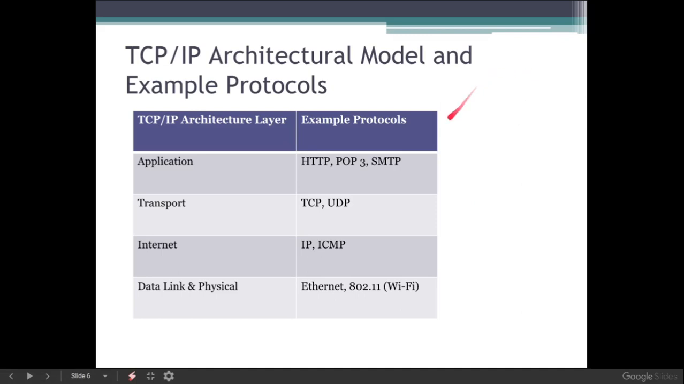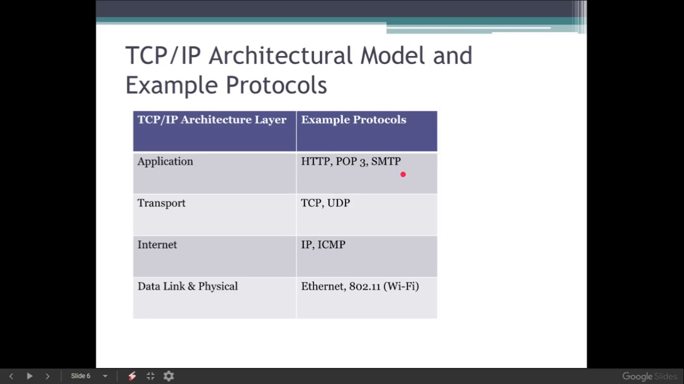All right. So here we're getting some examples of protocols that are used at the different layers. So at the application layer, we see things like HTTP, which is used for web access, POP3, which is used for email access, and SMTP, which is used for email access as well. Right? So both POP3 and SMTP used for email.